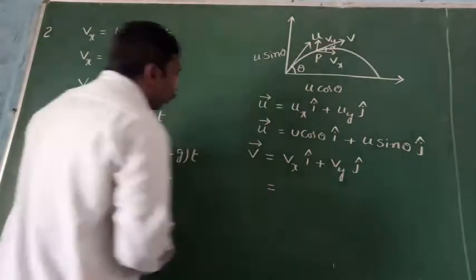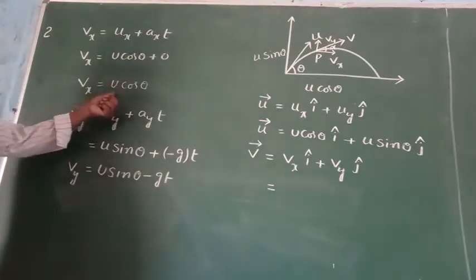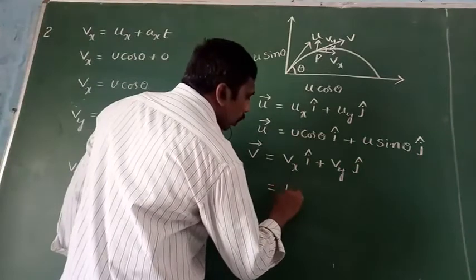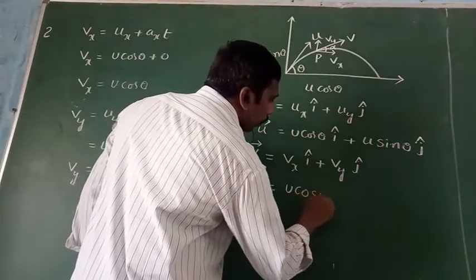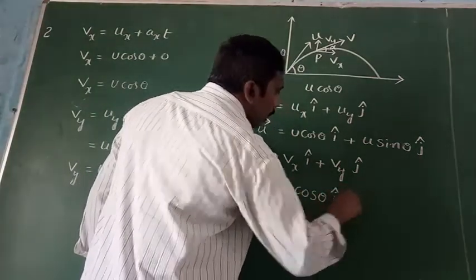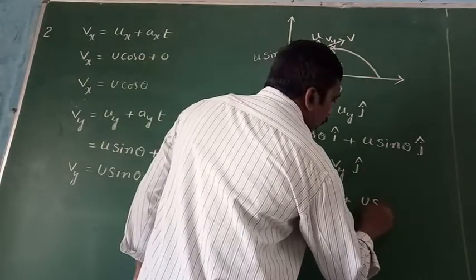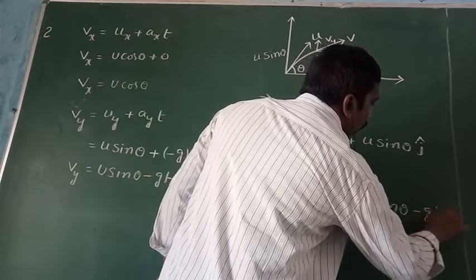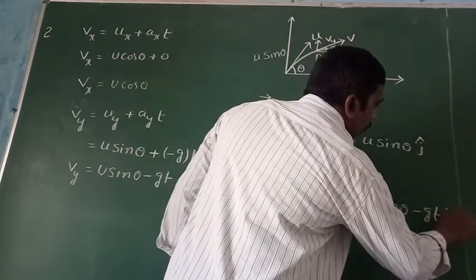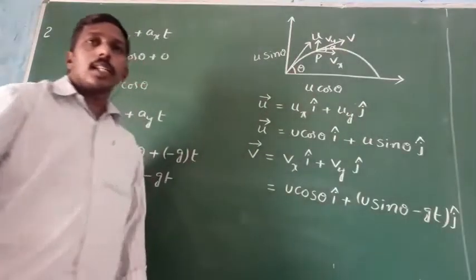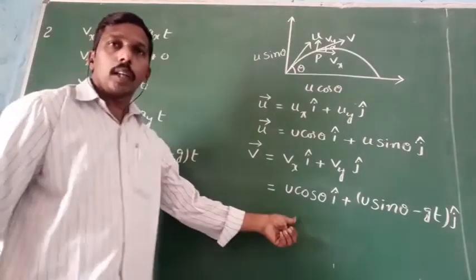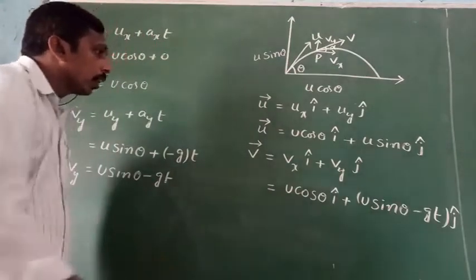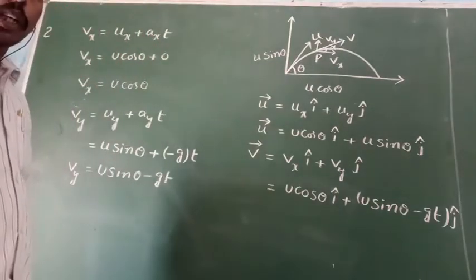Vx is equal to the component along the horizontal direction. Velocity does not change. That is equal to u cos theta. So u cos theta into i cap plus vy, which is equal to u sin theta minus gt into j cap. So this is the velocity vector after t seconds: u cos theta into i cap plus (u sin theta minus gt) into j cap.